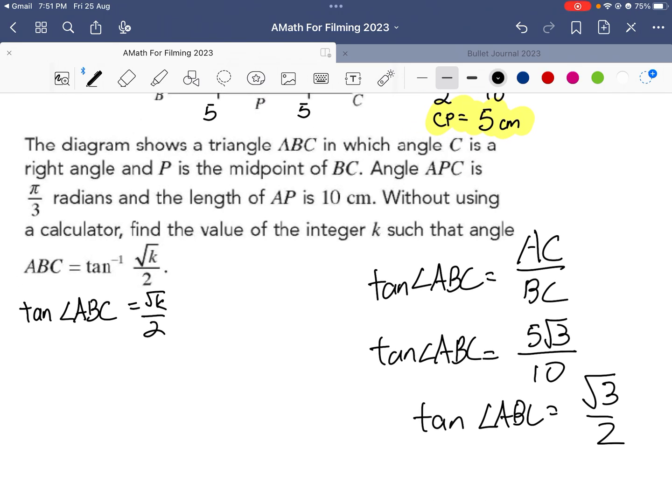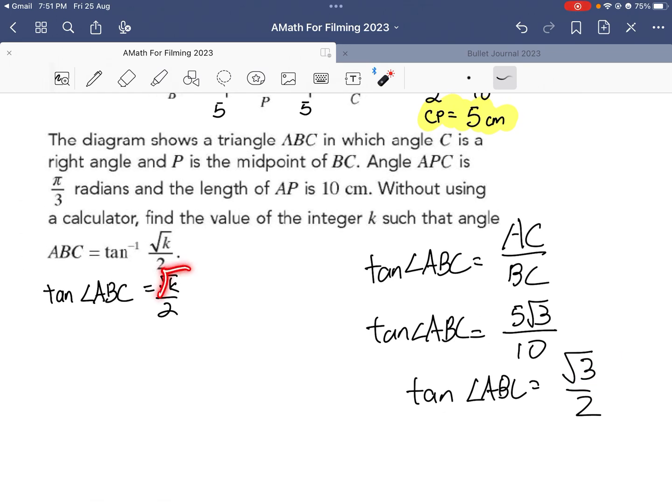Now, if you remember, earlier in the question, we were trying to find this root k over 2. So simply put, the value of k is equal to 3. If you compare root k over 2 with root 3 over 2, very clearly the value of k is equal to 3. So therefore, k value is equal to 3.